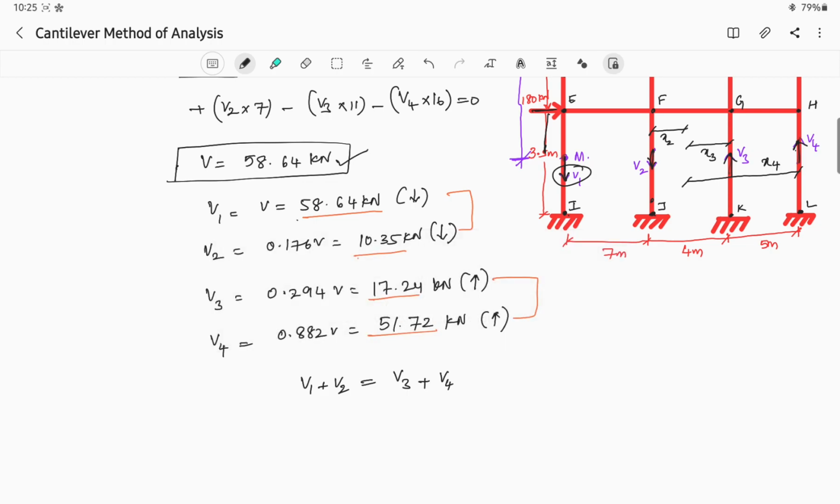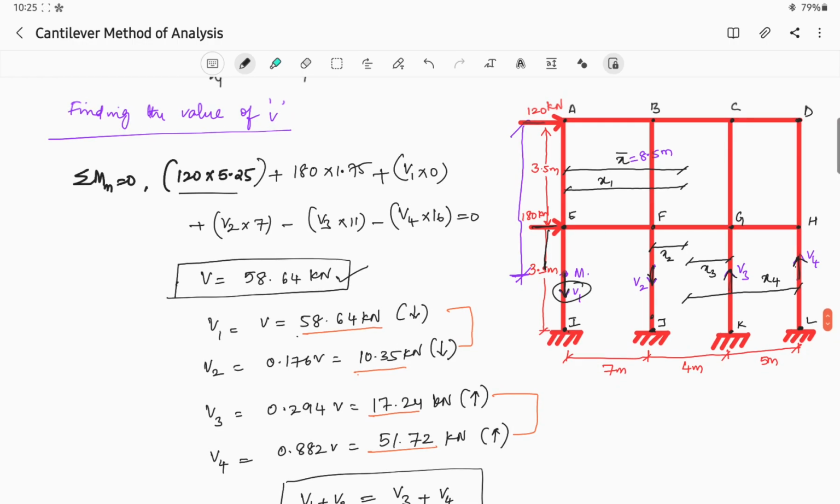With the help of that value of V, we have calculated V1, V2, V3 and V4. And this is a very important thing: the force V1, which is going in downward direction, and V2, which is also going in downward direction, the sum of V1 and V2 should be equal to the forces going in upward direction, that is V3 and V4. So this step is very important. We have calculated this only for story 1. Now we have to go for story 2, isn't it?